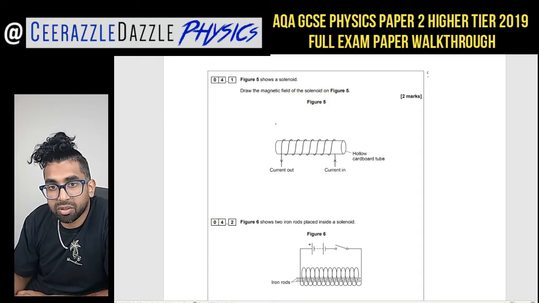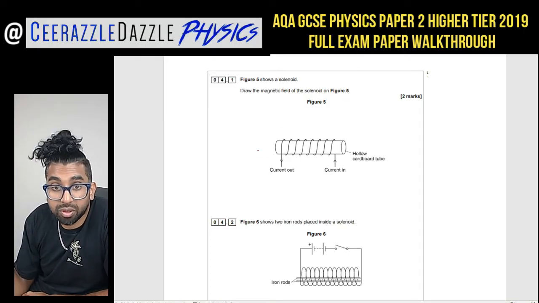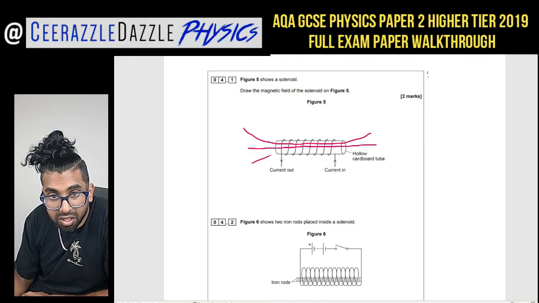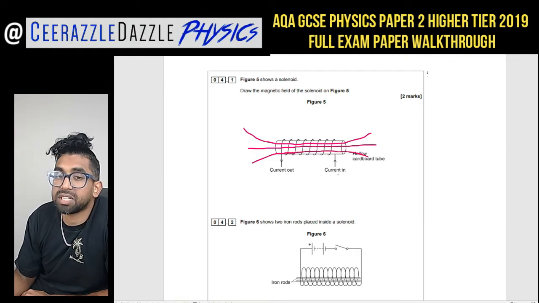4.1, draw the magnetic field of the solenoid. Okay, so first let's draw the field lines. So we'll have one field line going directly through, another one over here, there we go, and the other one's going in as well. Don't forget the magnetic field runs through the solenoid and comes out over here.